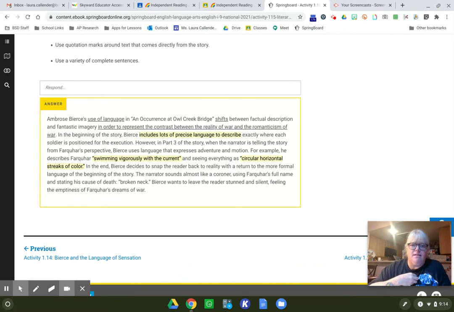It's not about me telling you the story again. Okay, so notice that it doesn't even talk about how he had a flashback about his wife, doesn't mention his wife at all, doesn't talk about how he was trying to find a way to escape. It simply talks about the use of language. Okay, so now it's your turn, and you need to write a topic sentence.